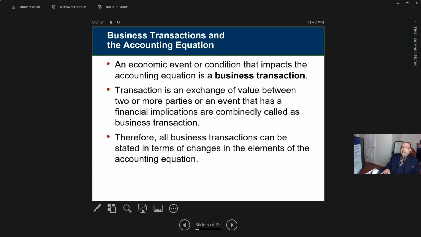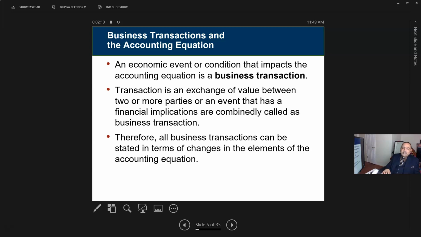First, we need to know what a transaction is. A transaction is an exchange of value between 2 or more parties, or an event that has a financial implication, are combinedly called a business transaction. So one is a transaction, another is an event having a financial implication.